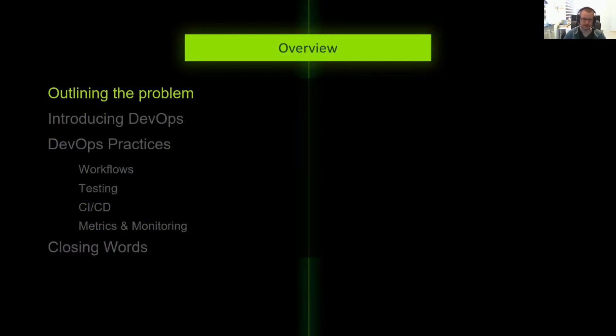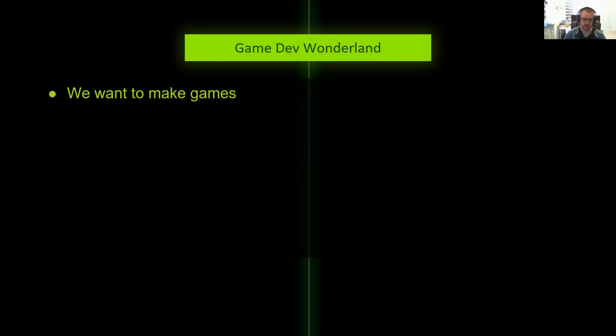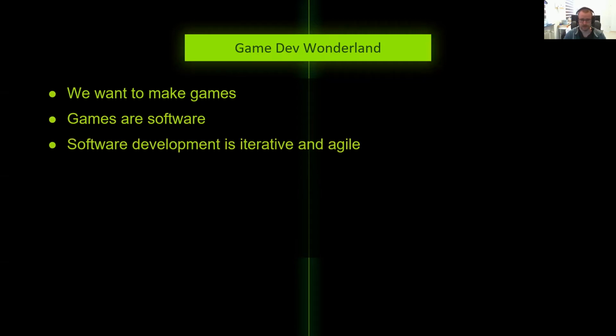All right. Without further ado, let's start with outlining the problem. So we are all game developers. And as game developers, we are kind of living in our game dev wonderland because we want to make games. And luckily, games are software, and software development is iterative and agile. This is good for us and fits our wonderland very well because iteration is key for games as well. If we want to make a great game, we have to work on a lot of iterations, implement our features step by step, and work ourselves from start of the production to finished and released games.